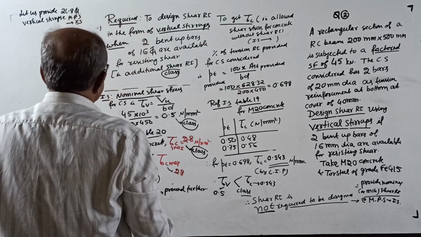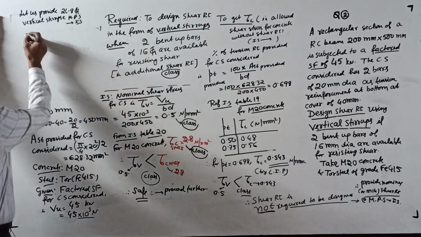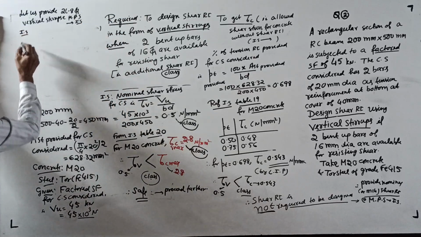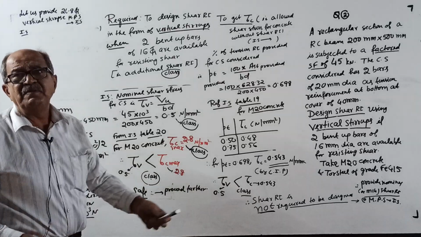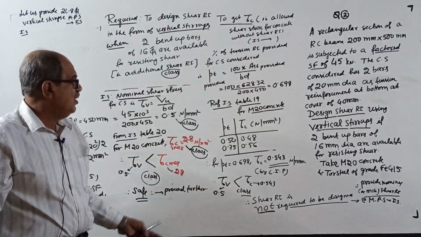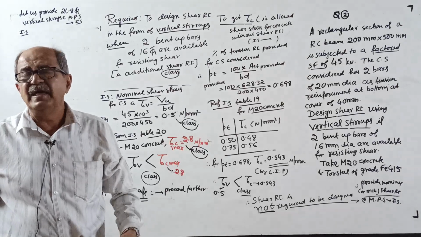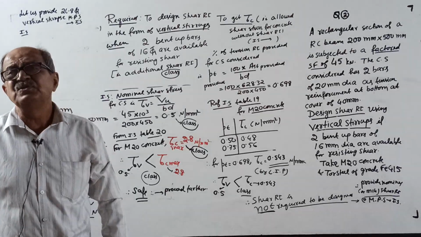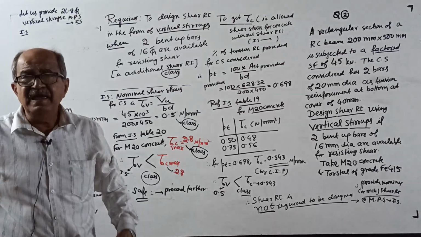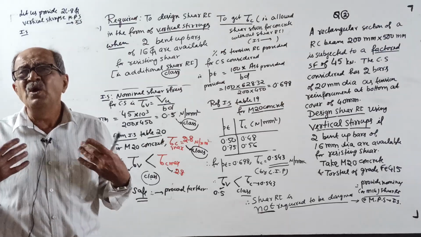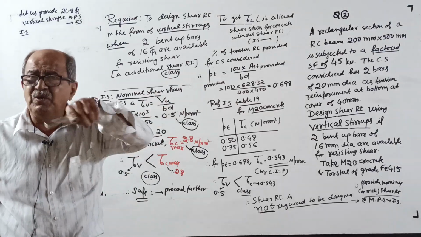Okay, now go to IS code. Again, somebody may ask, sir, what about that cranked bar? No. First of all, shear reinforcement is not required. When help is not required, somebody will tell, I also will help. You tell, I don't require help. You come when help is required for me.